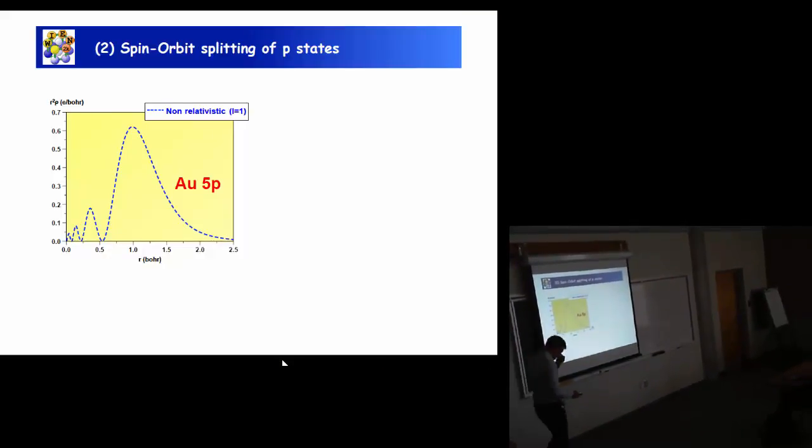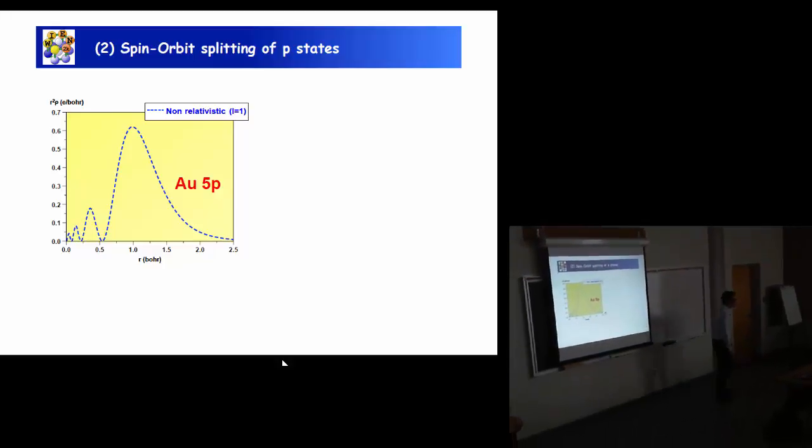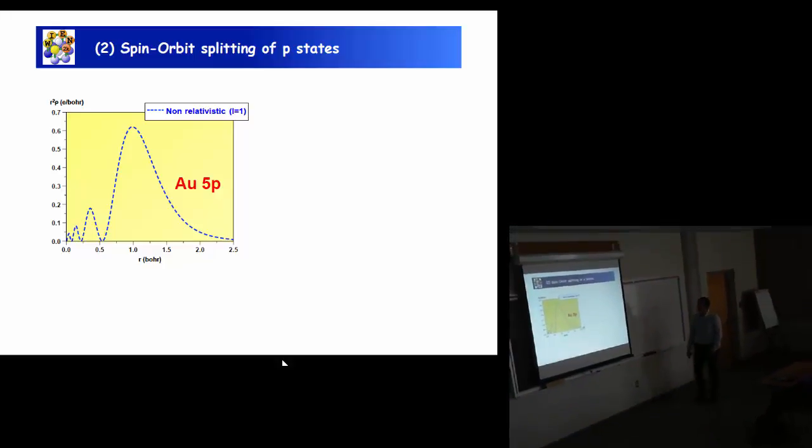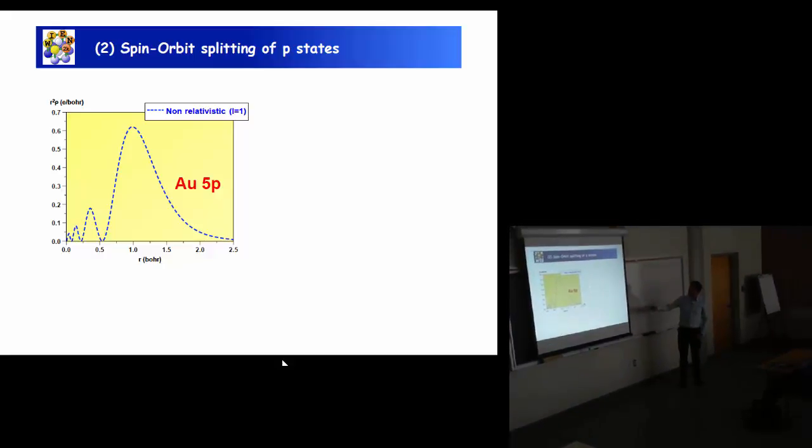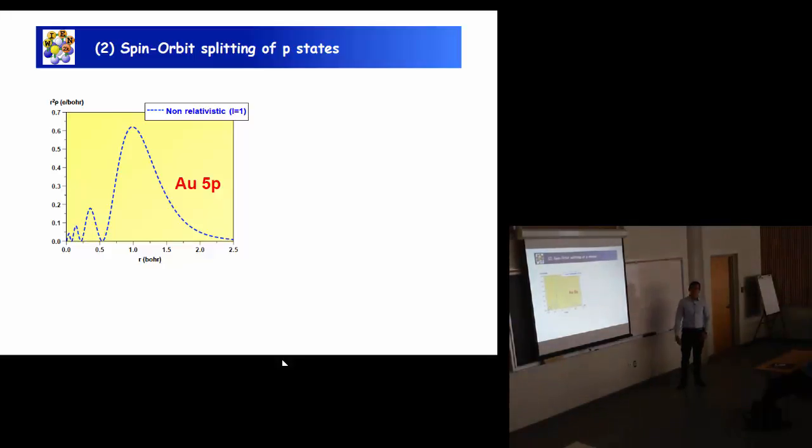So it was for S orbitals, the easiest one. Now what happens if you do relativistic treatment of p orbitals? And here what I show is the 5p orbitals of gold in a non-relativistic way. So here you still have your different maximum. In fact, you have 5p, so you expect 3 nodes. Yes, you expect 3 nodes, and you have the maximum which is here.